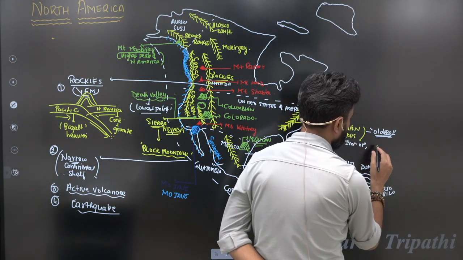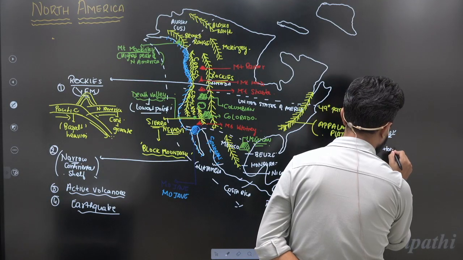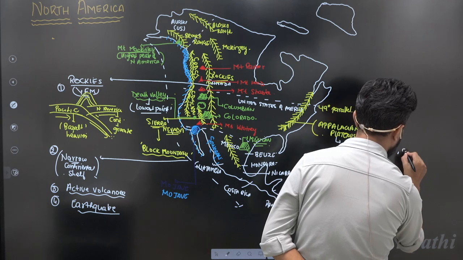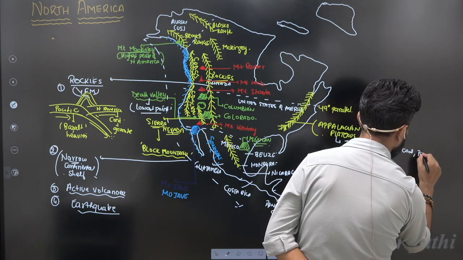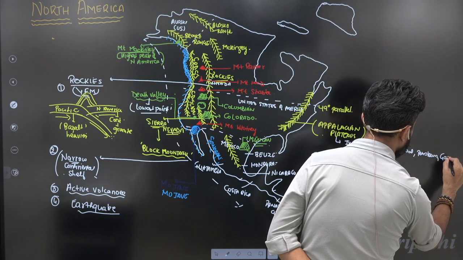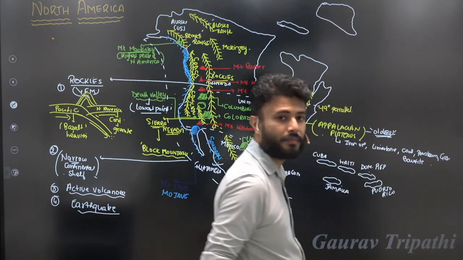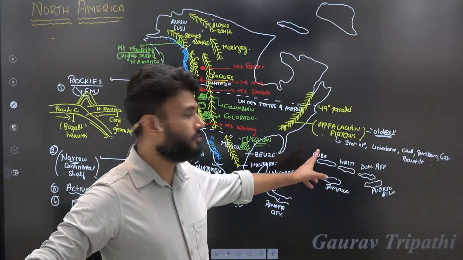It has limestone, then it has coal, petroleum, gas, bauxite, etc. So the Appalachian Plateau is a rich source.